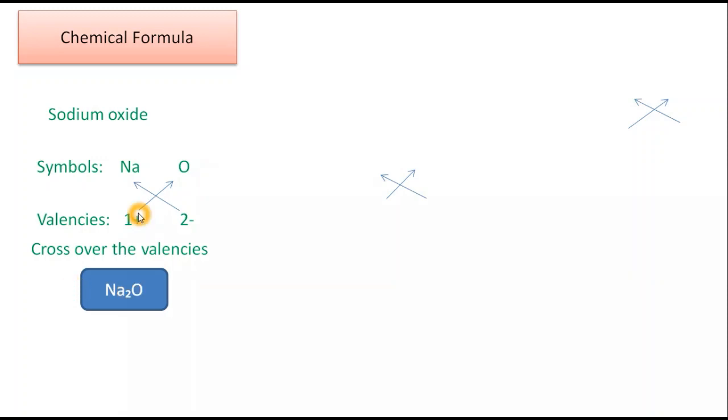So see here, when you are writing the formula, you don't need to write signs like positive or negative. You don't need to write the charges of the ions. You just need to write the number of atoms. So this is how you can find out the formula of a compound.